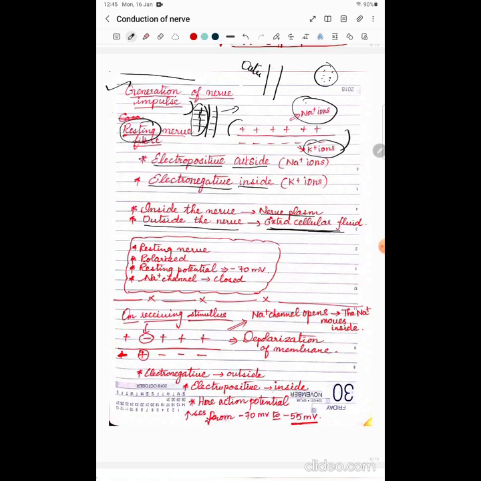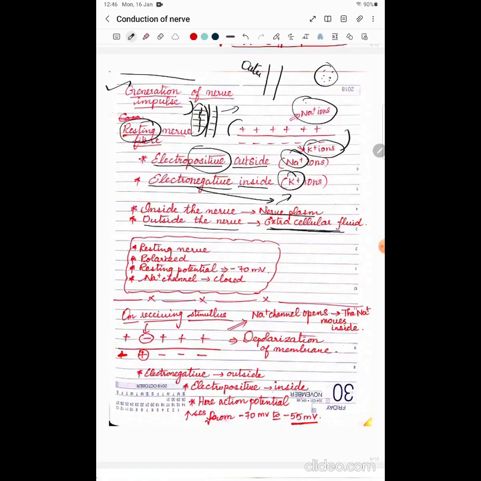Now I will ask you a question. In the nerve plasm, what kind of charge will be present? The answer is electronegative, that is negative charges will be present, and potassium ions will be present. In the extracellular fluid of the nerve fiber, what kind of charges will be present? Positive charge will be present, and sodium ions will be present. Understood? So this is the case of a resting nerve fiber.